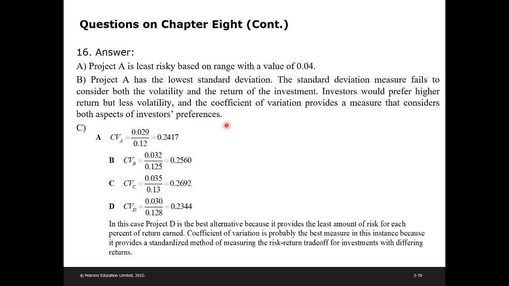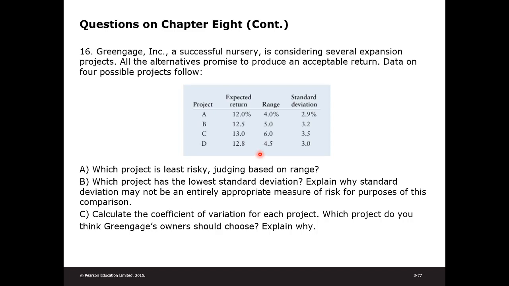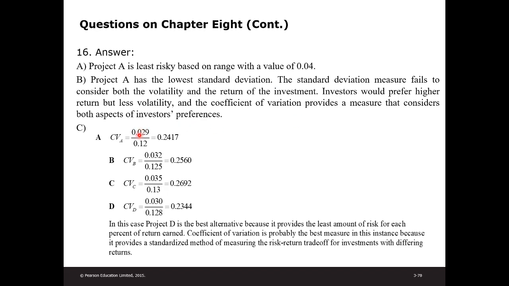So the final question is to calculate the coefficient of variation for the four projects, which will be like that. We will divide the standard deviation for each project by its expected return as follows, and then compare the coefficient of variation for each project and pick the lowest one, which is in this case project D.